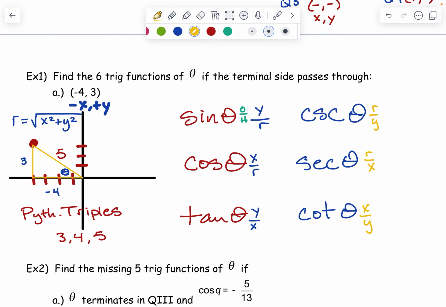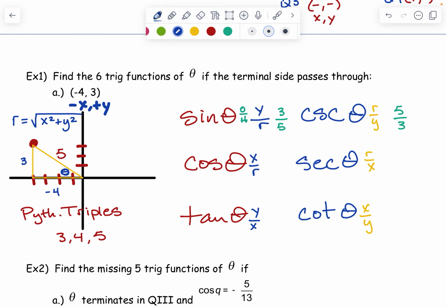So again, I know that's going to take some practice to get used to, and you can still, if you need to, write it out, make a chart every time you get a paper if you need to. But let's find our y. It's 3. Our r is 5, so for cosecant, we're going to flip that, 5 over 3.